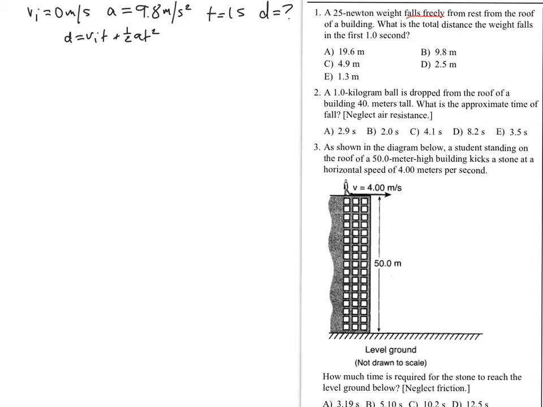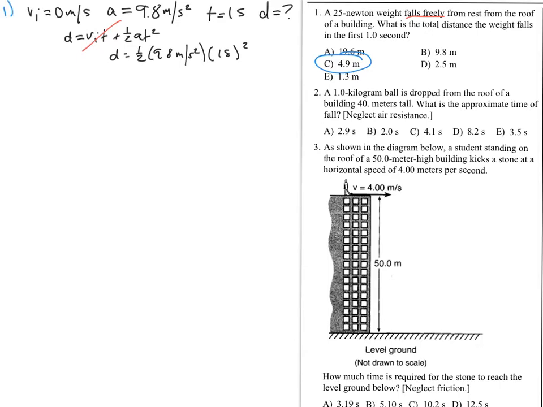Because our initial velocity is 0, this crosses off, and we're left with d is equal to 1/2 times 9.8 meters per second squared times 1 second squared. And the answer you should get is choice C, 4.9 meters. Okay.